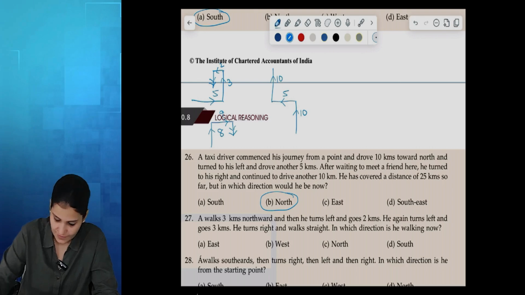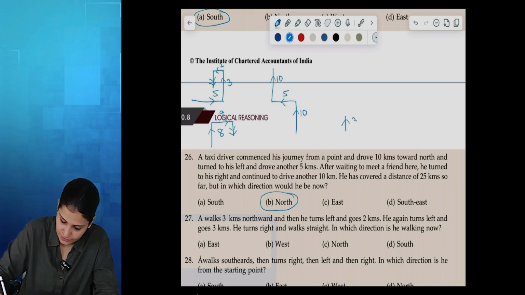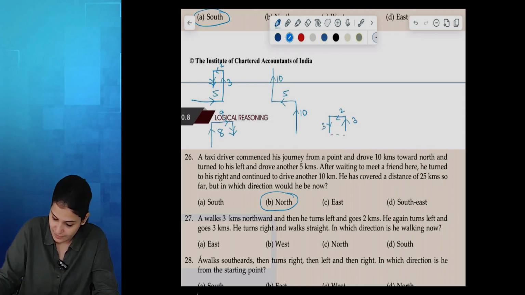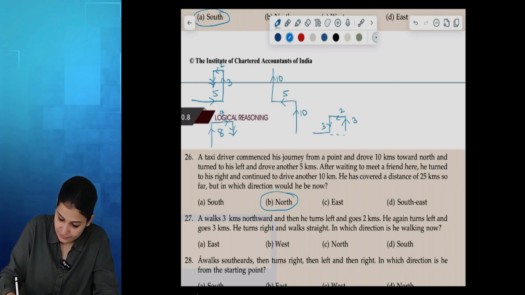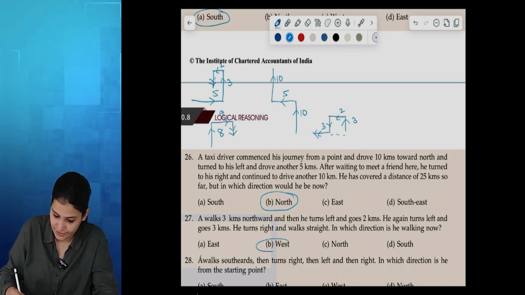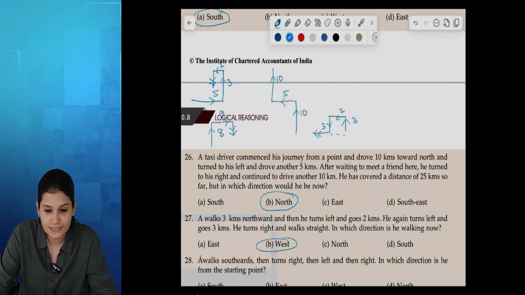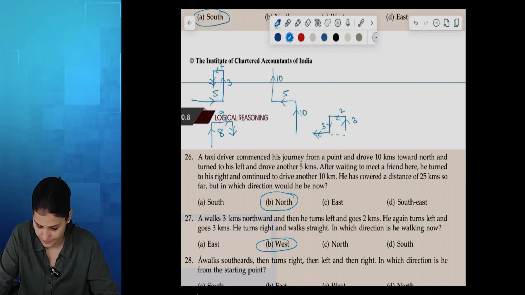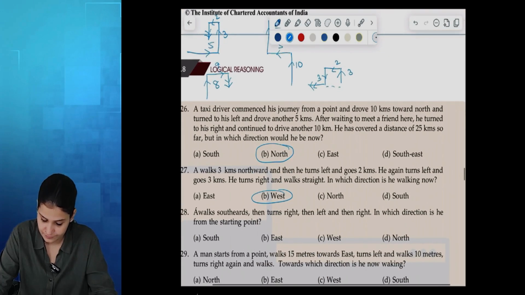West. A walks 3 kilometers north, turns left and goes 2 kilometers. He again turns left and goes 3. So at the same point, he turns right and walks straight. Which direction? West. Clear? Yes, ma'am. 28.